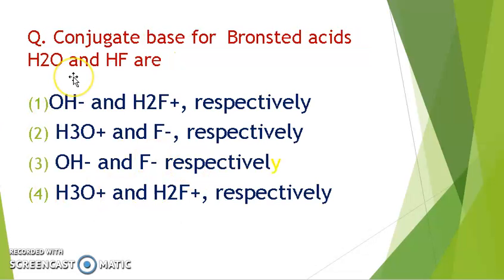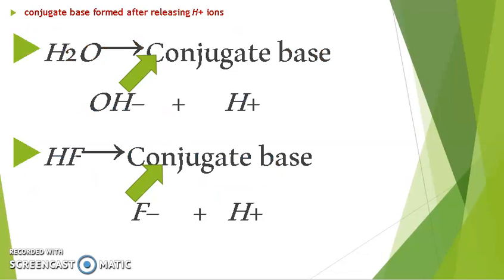Okay, let's go to the last question now. The conjugate bases for the Bronsted acids, they have given here H2O and HF. We have to find out the conjugate base for each. The conjugate base is formed after releasing an H+ ion. That means if we ionize H2O, it ionizes into H+ and OH-, so OH- is the conjugate base here, correct?